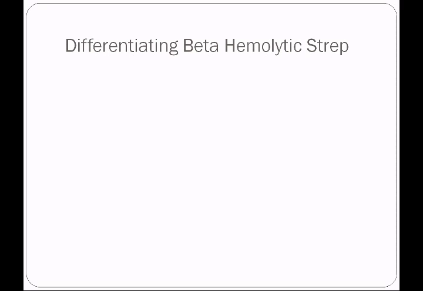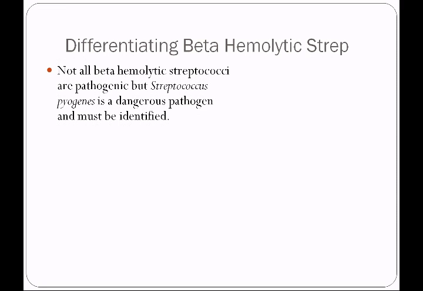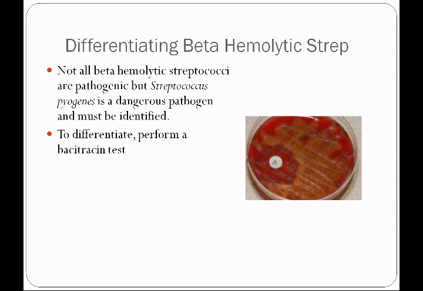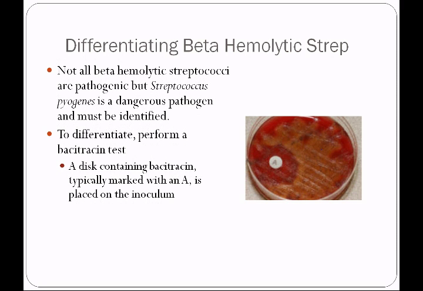The beta hemolytic Streptococci are all not pathogenic, but the important pathogen in this group is Streptococcus pyogenes. We have to differentiate Streptococcus pyogenes from other beta hemolytic Streptococci that are non-pathogenic. To differentiate them, we perform a bacitracin test.